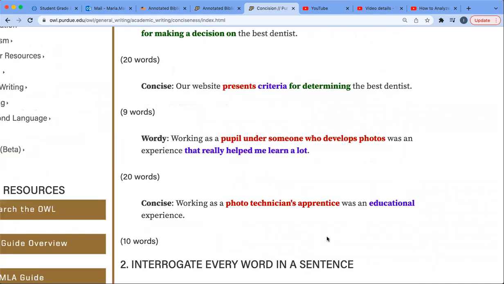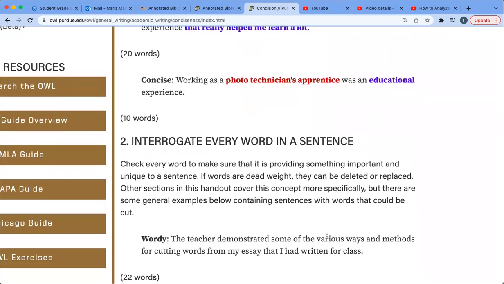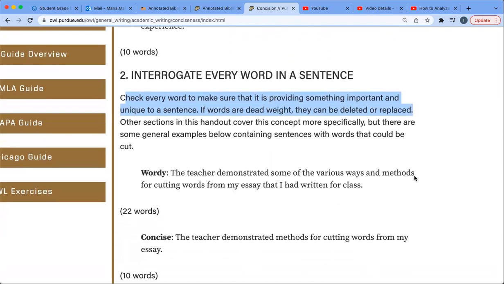The next style of concise writing is to interrogate every word in a sentence. What does it mean? You need to check every word within your sentence and ask yourself this question: does this word or phrase serve a purpose? If it does, keep it in the sentence. If it doesn't, you can simply remove it from the equation. Look at these 2 samples.